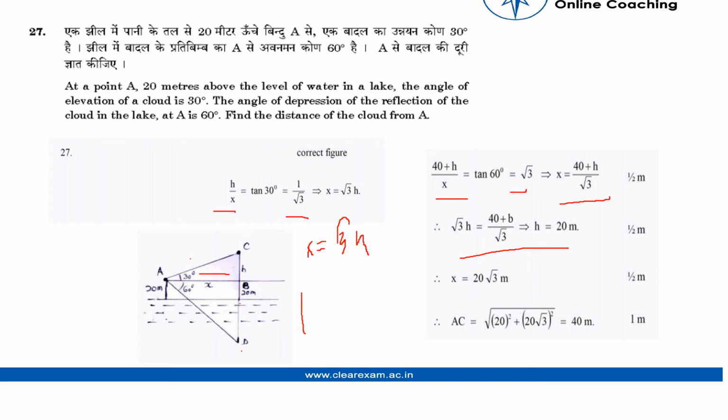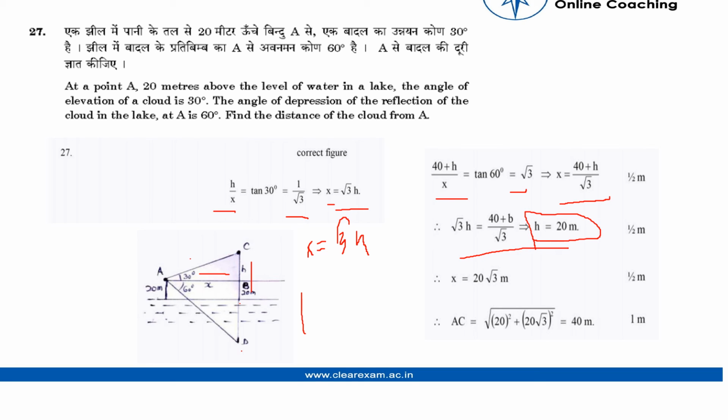How do we get that? Root 3 h is this distance, which is equal to this distance. This distance is equal to this distance, that means x is equal to x, and root 3 h will be 40 plus h by root 3. By solving the equation, we find h to be 20 meters.